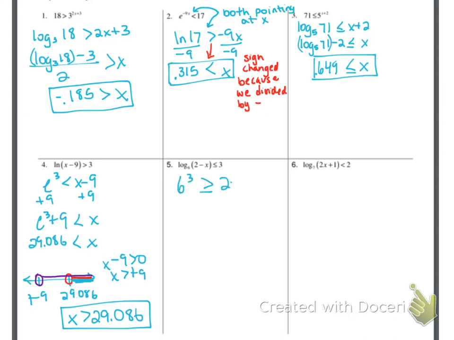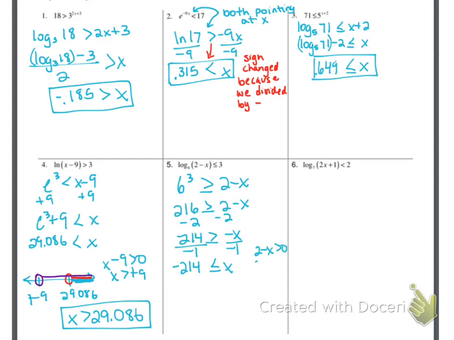Next problem. Change to exponential form. So the base is 6, and the exponent is 3. So 6 to the third. I had to change the sign to maintain the relationship. It's greater than 2 minus x. To continue to solve, I'm going to subtract 2, and then add x, and then subtract 2, subtract 2, and then divide by negative 1. So my answer is negative 214.